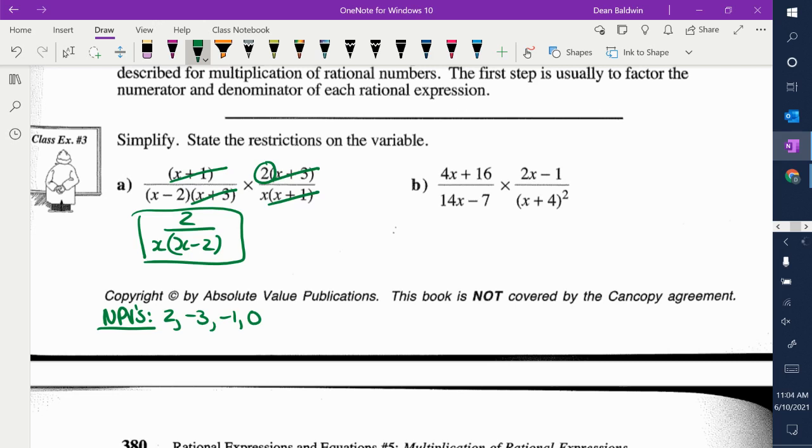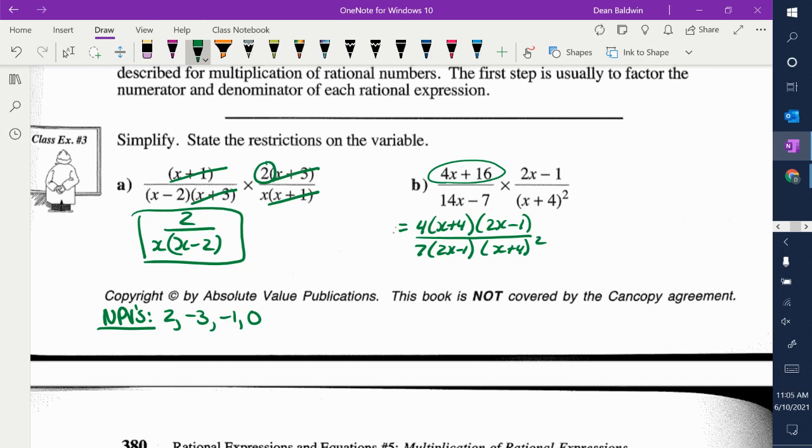All right, second one. It's not factored, so what do you need to do? Factor. Just like pretty much every question we do here. So, here we go. What can I do to this? 4x plus 16. You can only pull a 4 out. Can I do anything to the 2x minus 1? What can I do to the bottom one? 14x minus 7. 7. And the x plus 4 is already factored, so.